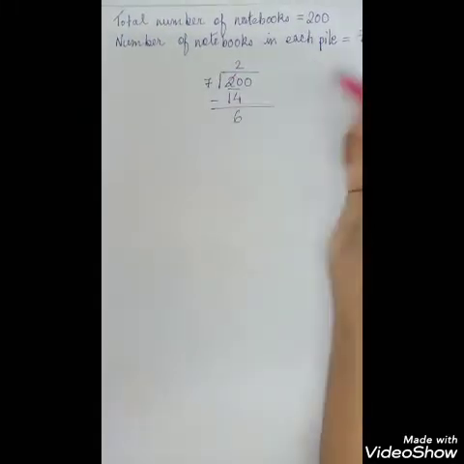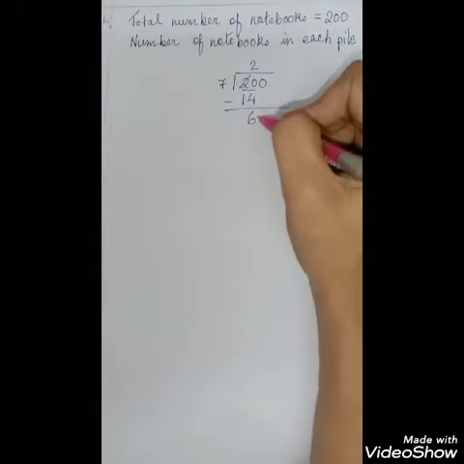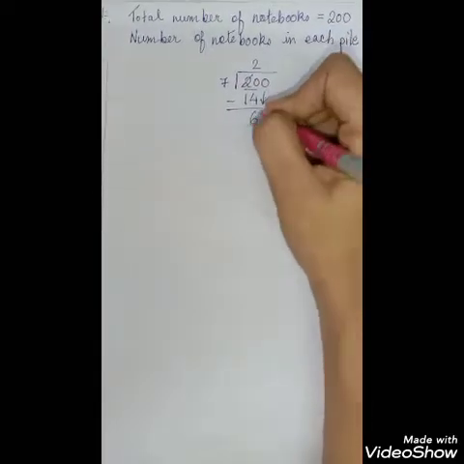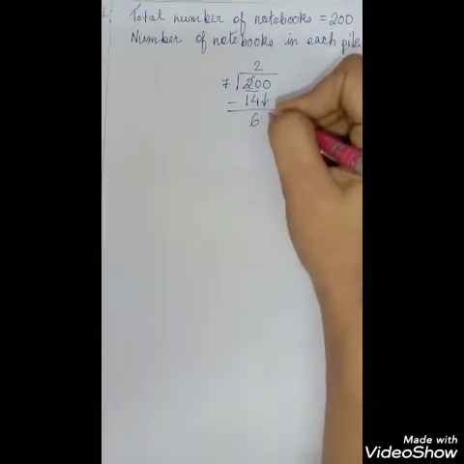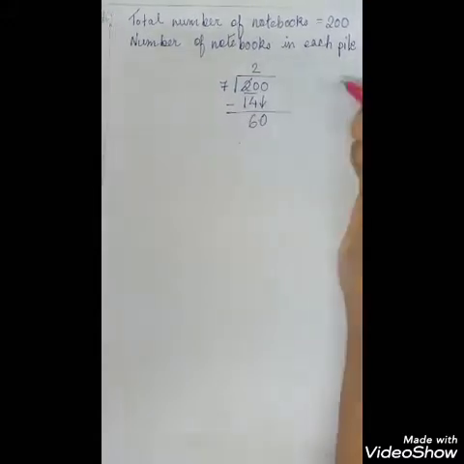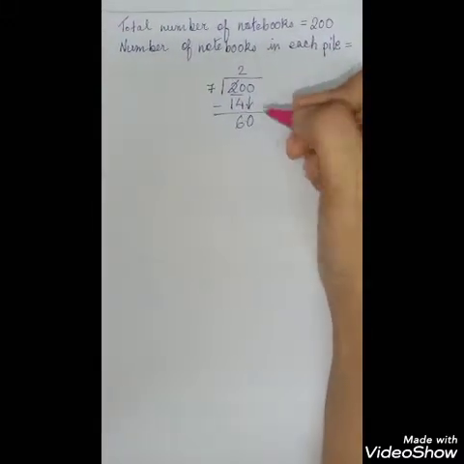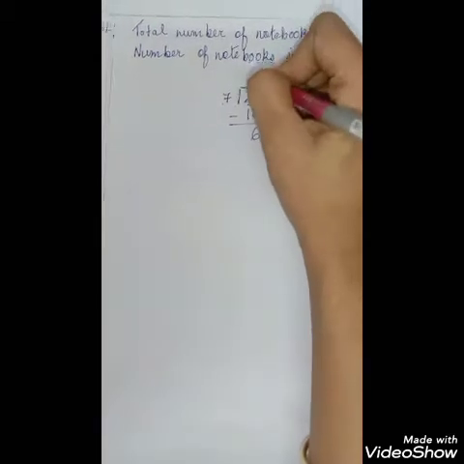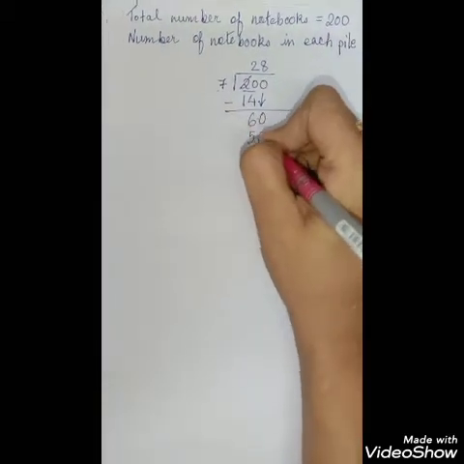1 minus 1, 0. Now we cannot divide 6 by 7, so we will bring down the next number, that is how much? 0. It becomes a bigger number now, 60. 7 how many times goes in 60? 7 8 times is 56.